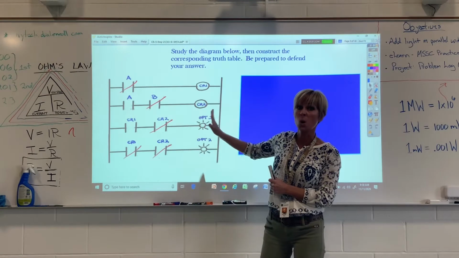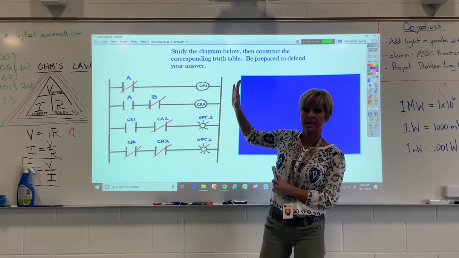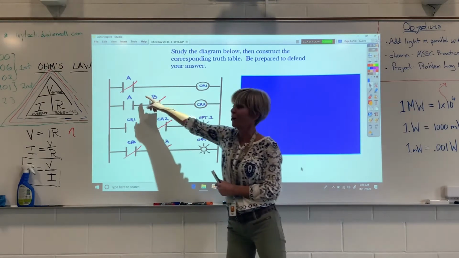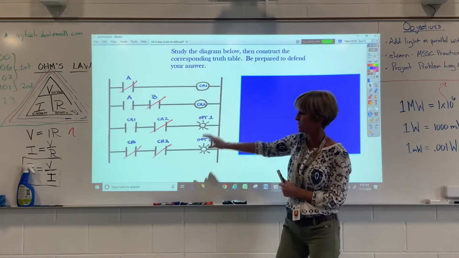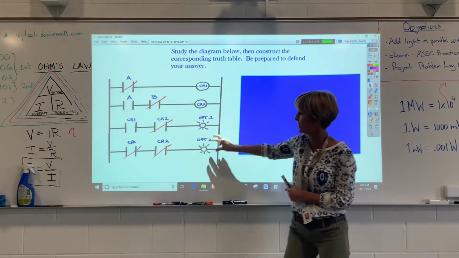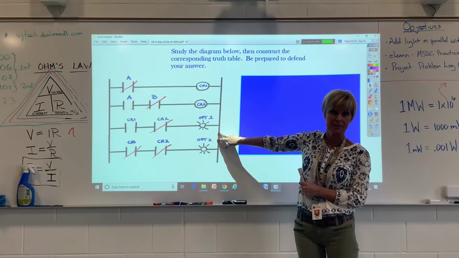So really the only thing we're worried about when we start saying we're going to change it or not change it are A and B, okay? Because those in turn will affect our relay coils, which then in turn will control what happens down here, which of course affects the output. Does that make sense? Yeah.